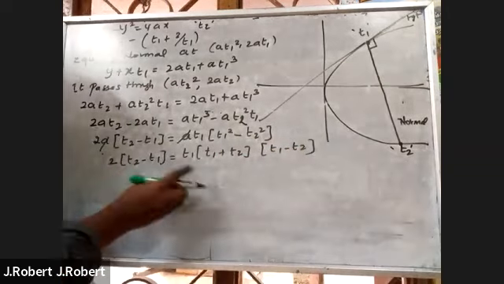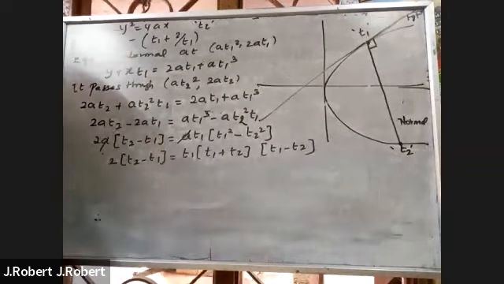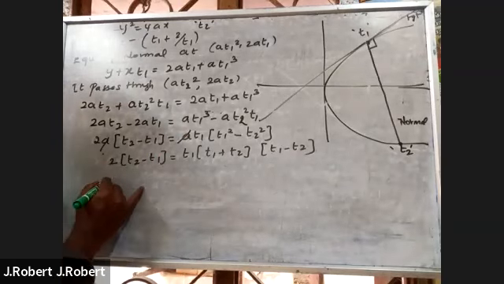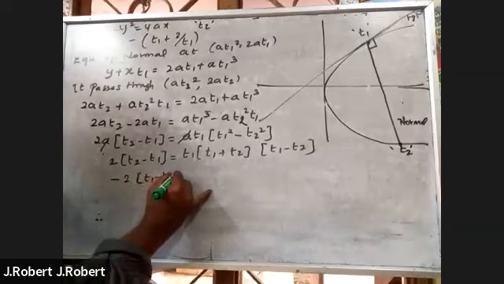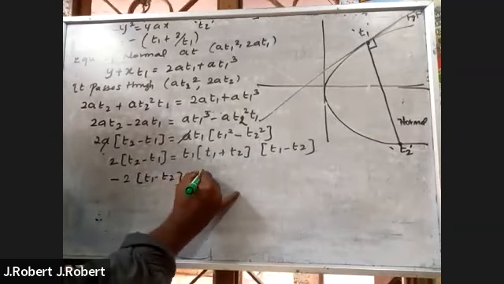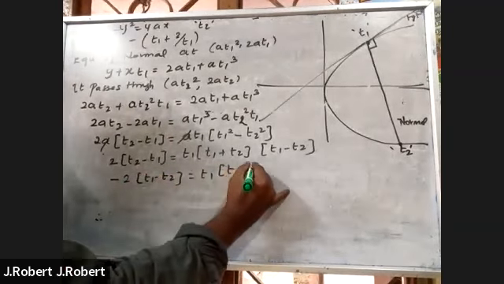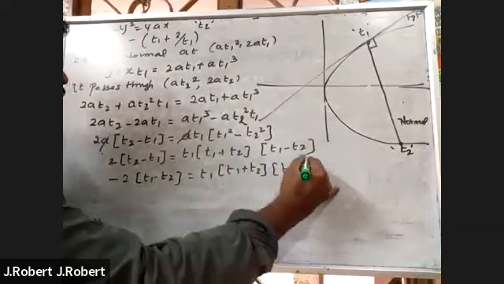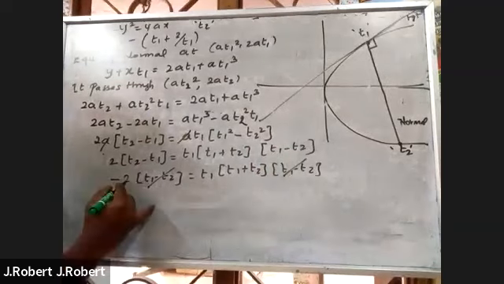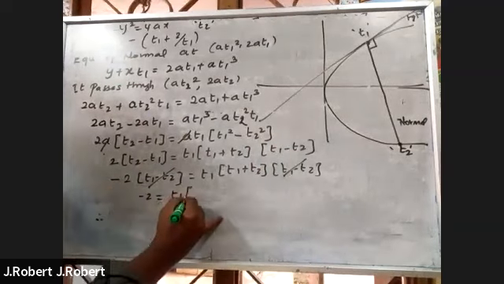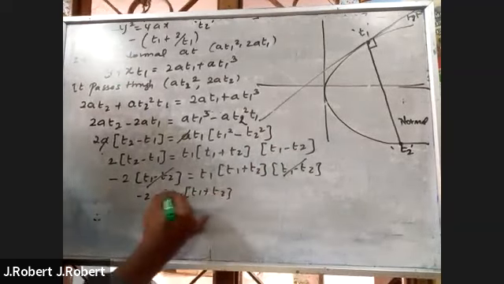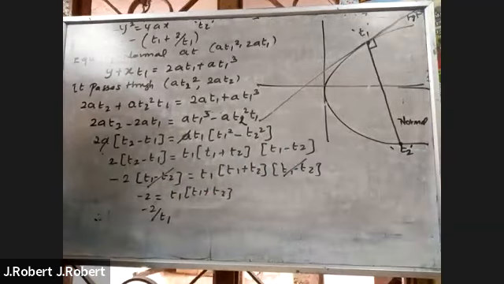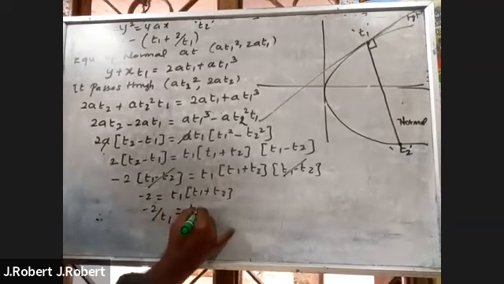பாருங்க, இது அப்படியே simple-ஆ இது change பண்ணீங்கன்னா இது change ஆகிடும் இல்ல? அப்போ நான் என்ன பண்றேன், இதை minus-ல மாத்திடுறேன். அப்போ minus 2 into t1 minus t2, இதை minus எடுத்தா அது மாறிடும். t1 into t1 plus t2 which is equals to t1 minus t2, both will get cancel. இப்போ பார்த்தீங்கன்னா minus 2 is equals to t1 into t1 plus t2, bring this t1 this side, this becomes minus 2 by t1 is equals to t1 plus t2.